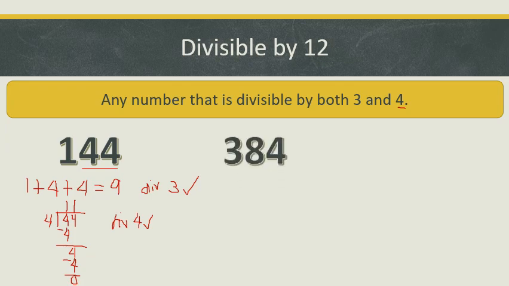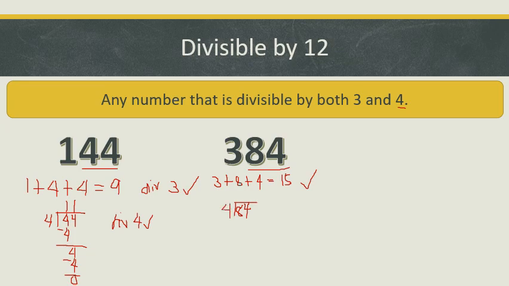Another example. So, gawin natin kung divisible muna siya sa 3. So, 3 plus 8 plus 4 is 15. Tingnan natin kung divisible siya sa 3. Skip count nga tayo. So, 3, 6, 9, 12, 15. Okay, so divisible uli siya sa 3. Ngayon, sa 4 uli, nagtatapos siya sa 2-digit na 84. So, divide nga natin ang 84 sa 4.